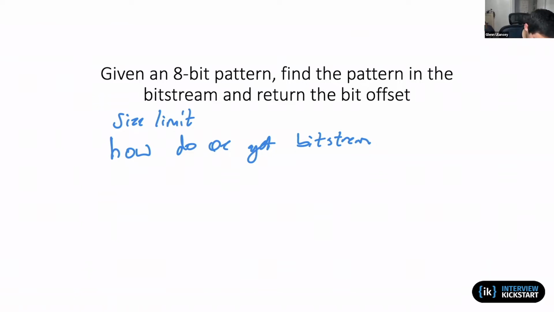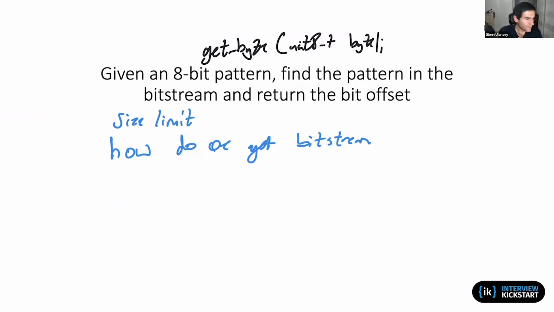Let's say they've provided a function called getByte, and you call that function, and it returns the next byte in the bit stream. The very first time you call this function, it's going to give you bits 0 through 7. The next time you call getByte, it's going to return the next set of bits. So you're going to need to keep a running counter of how many bits you've read through so far.